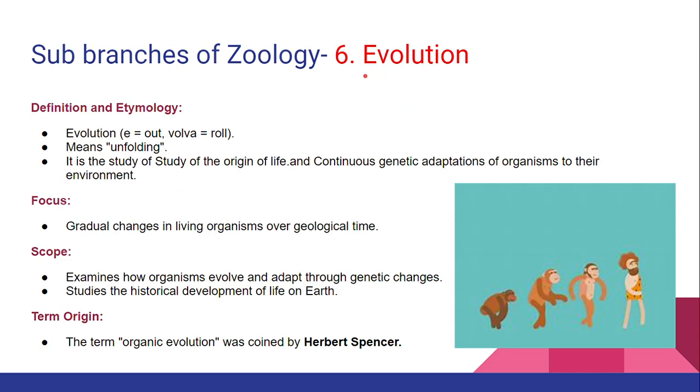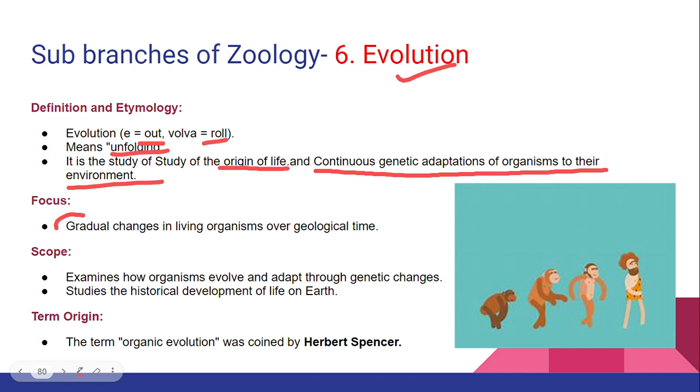Okay. Now the next one is evolution. E means out, volvere means roll. So it is nothing but unfolding. Evolution is nothing but unfolding. It is the study of the origin of life. So evolution shows the origin of life. What is the origin of earth? What is the origin of universe? Or what is the origin of life? Non-cellular or cellular. All these things you are going to study in the chapter evolution, right? It is a continuous genetic adaptation of the organism to their environment, right?